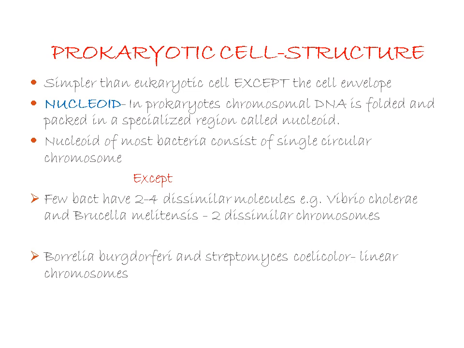But there are a few exceptions. A few bacteria have 2 to 4 dissimilar molecules. We can see this in the case of Vibrio cholerae and Brucella melitensis. These two organisms have 2 dissimilar chromosomes. Also, Borrelia burgdorferi and Streptomyces coelicolor have linear chromosomes instead of circular chromosomes.